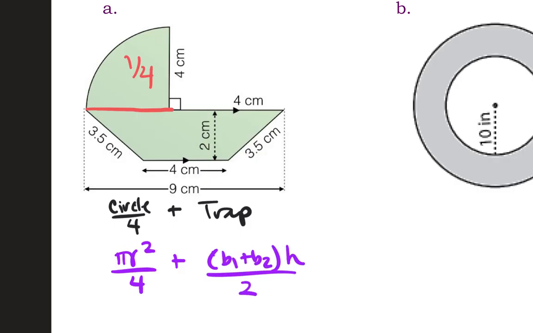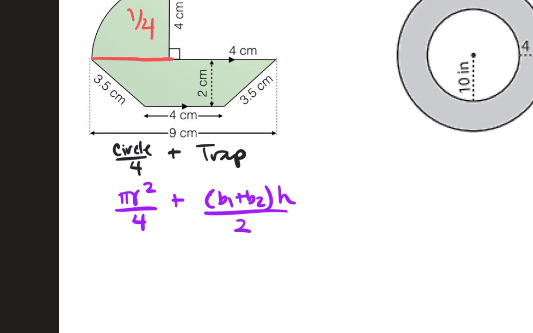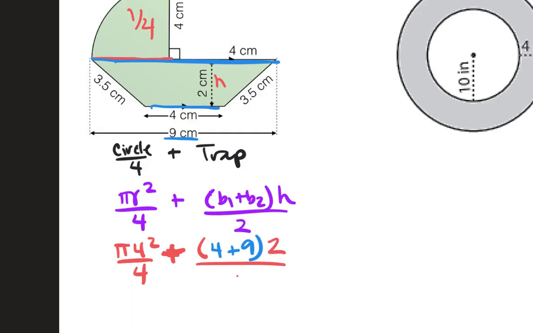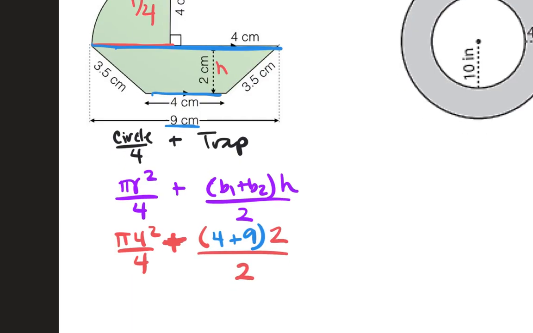Good. All right. What's the radius of the circle? 4. Okay, so we're going to do pi 4 squared divided by 4. What's our first base on the trapezoid? 4. What's that second base? Good, it's right here. It's 9. What's the height of that trapezoid? 2. Good, that's the height. All of it divided by 2. All right, and just simplify as much as possible.